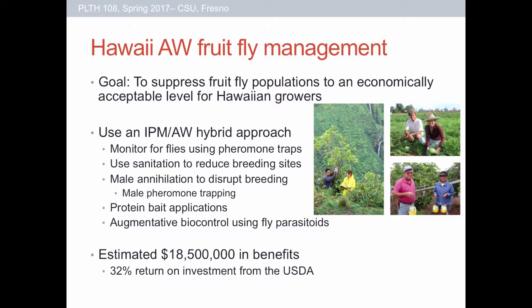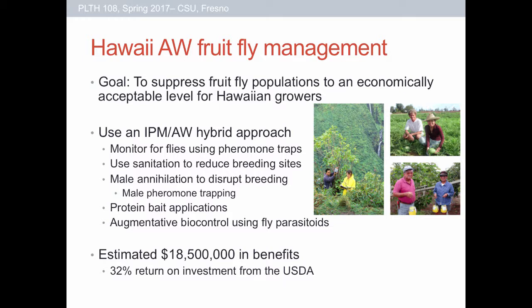And so what they've done is they've established an area-wide approach that's more in line with IPM, that they essentially use a really wide monitoring network in combination with high levels of sanitation and male annihilation. So male annihilation is basically just putting out tons and tons of female pheromone traps that attract the males in. And that way you're just severely reducing the male population over time.